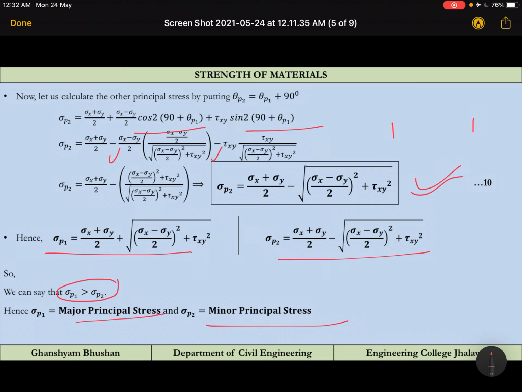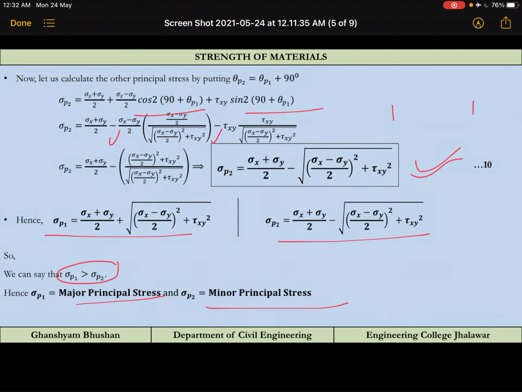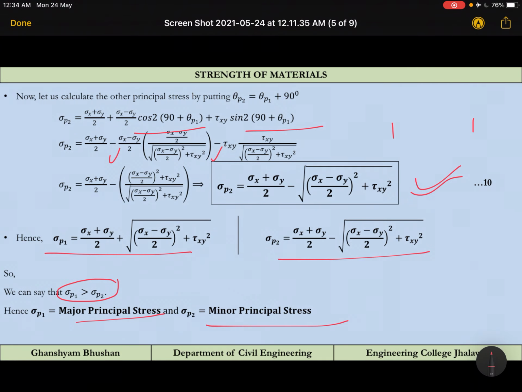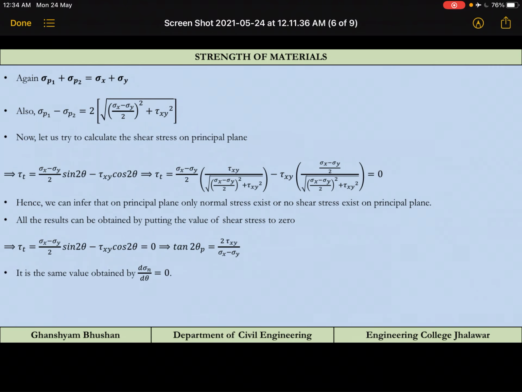Okay, so I think up till here it is clear to you. Now we can check, if you add the values of sigma p1 and sigma p2, this term and this term will get cancelled out, and you will get sigma p1 plus sigma p2 is nothing but sigma x plus sigma y. So this stress is invariant, because sigma x and sigma y act on mutually perpendicular planes, and sigma p1 and sigma p2 are also mutually perpendicular. So on two mutually perpendicular axes for a given stress element at a given point, the sum will be the same. So sigma p1 plus sigma p2 is equal to sigma x plus sigma y.